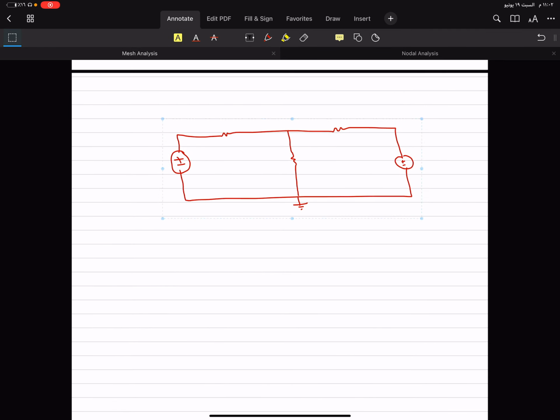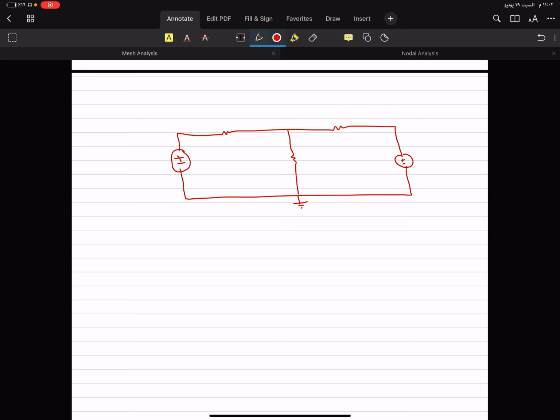Let's put this one here. And let's give this one 10 volts. Let's give this one 2 ohm, and this one, let's give it 5 ohm. Let's give this one, it was 10, let's give it 10. And this one, let's keep it 5 volts.